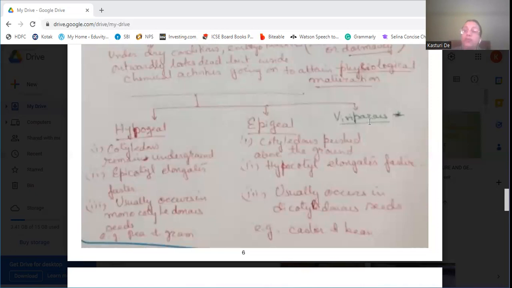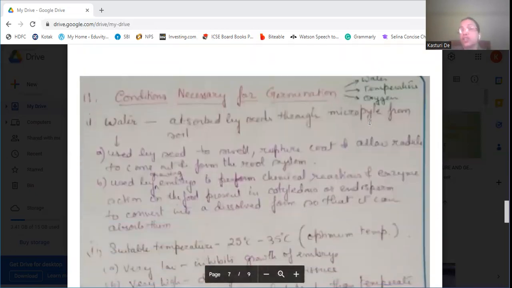Then we come to the conditions which are necessary for germination. Three conditions are necessary: water, temperature, and oxygen. Water is absorbed by the seeds. When the seed is placed in water or in the soil, through the micropyle, the water and mineral salts from the soil get inside the seed. That is used by the seed to swell and rupture the seed coat and allow the radicle to come out to form the root system.